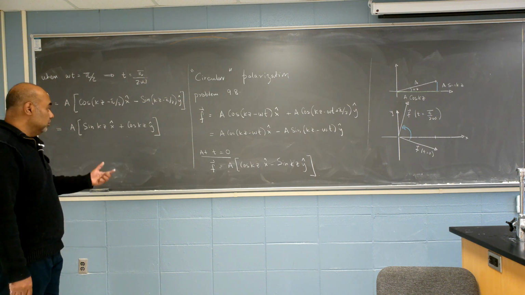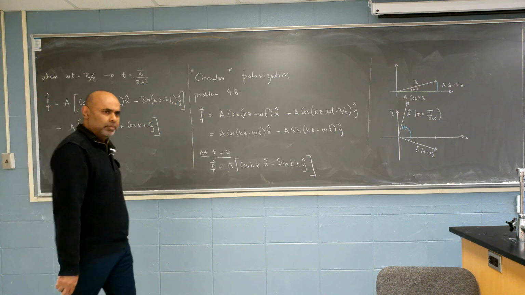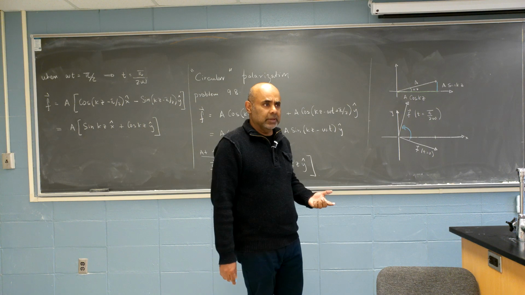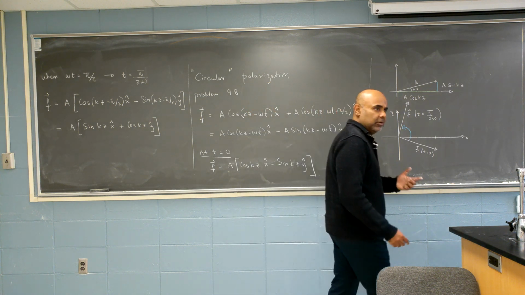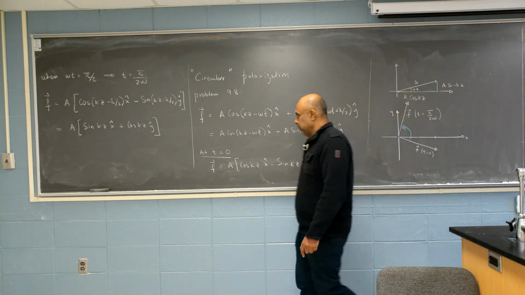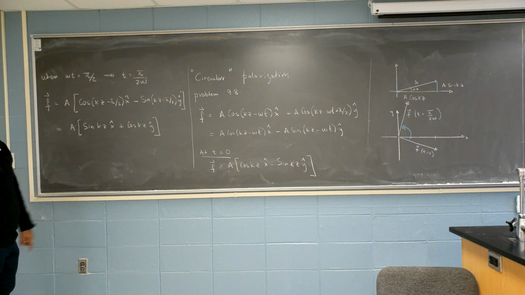Fine. So all you have to remember here is things can get complicated. Complicated, but with patience and analysis, we can solve them. It's, at the end of the day, just trigonometry and basic vectors. So these are called circular polarization.